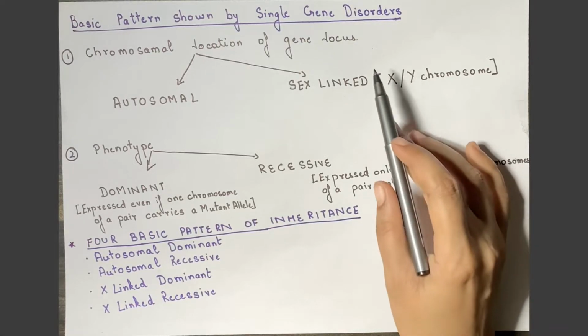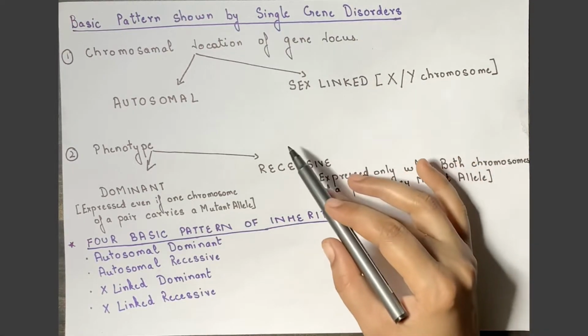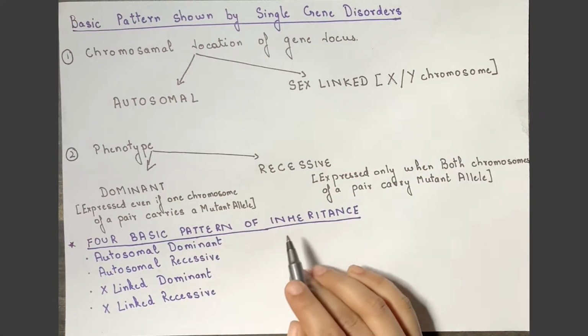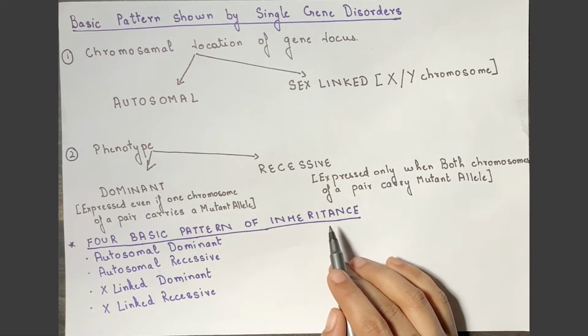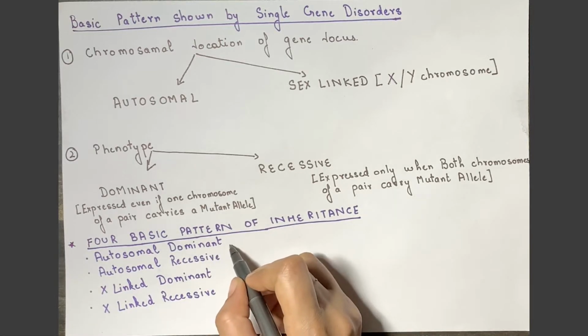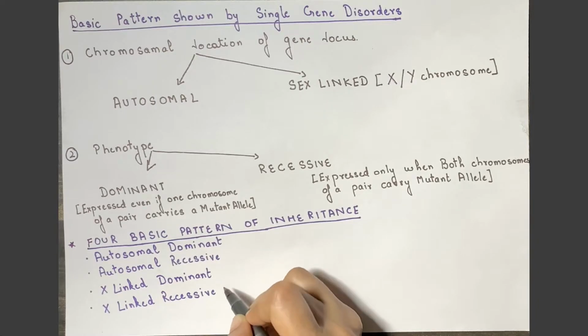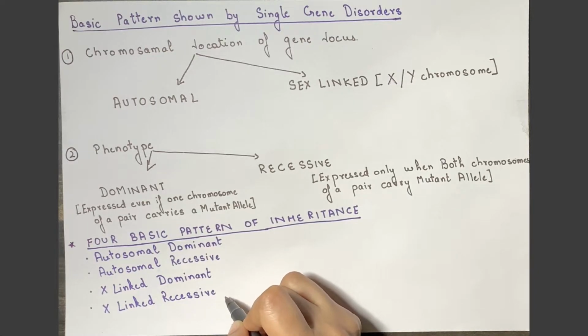So, based on chromosomal location and expression of phenotype, there are four basic patterns of single gene inheritance, that is autosomal dominant, autosomal recessive, X-linked dominant, and X-linked recessive.